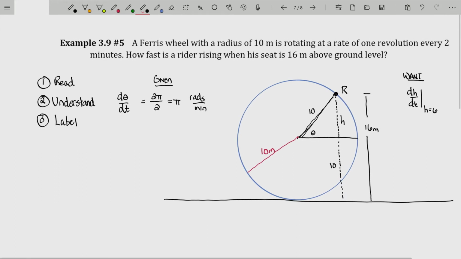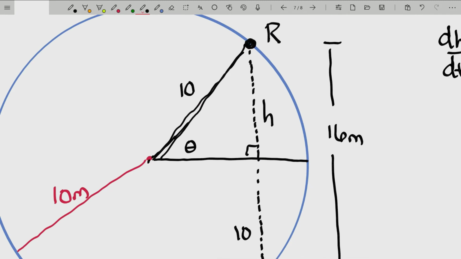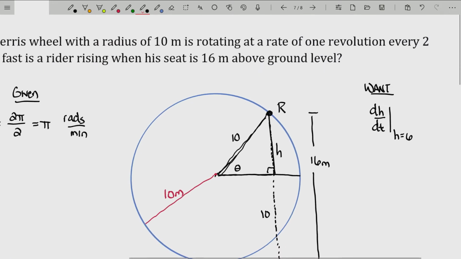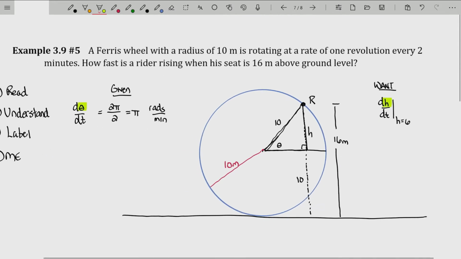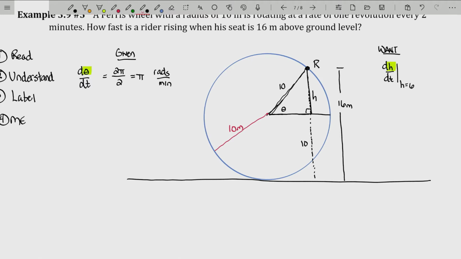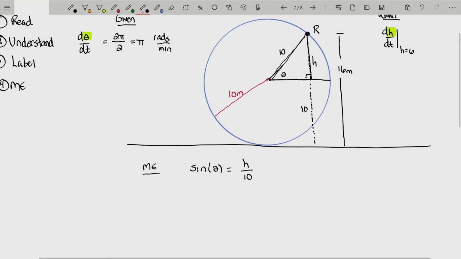All right, so that's the labeling done. Read, understand, label. Now we need the master equation. That's going to be pretty nice because it's a right triangle. If you take a look at this right triangle right here, that involves h and theta. And remember, we want to relate that variable and that variable. Well, that's pretty easy. The sine of theta relates h and 10. So the sine of theta is equal to h over 10. Perfect. That's our master equation. Doesn't look like much of a master equation, does it? But it totally is the master equation.